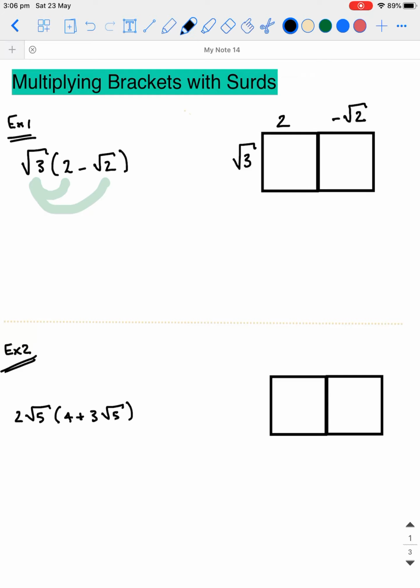Now what I want to do first when I'm expanding this bracket is take the root 3 and multiply that by the 2. So if I take root 3 and I multiply that by 2, then what I get as an answer is 2 root 3. So that would be the answer in the first box. The second part involves taking this root 3 again and multiplying it by negative root of 2.